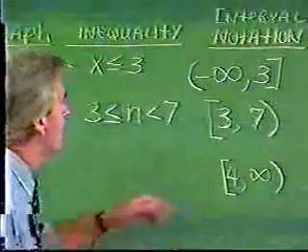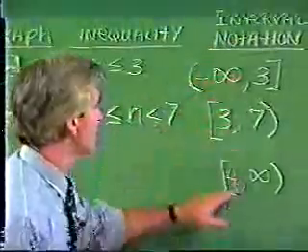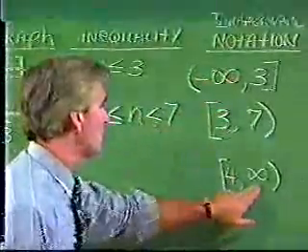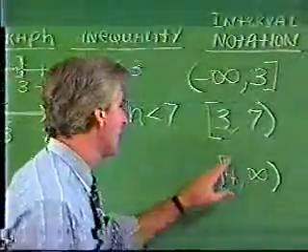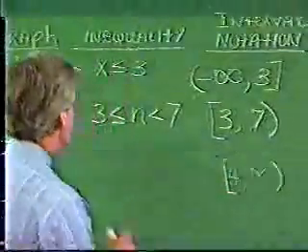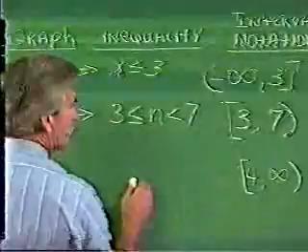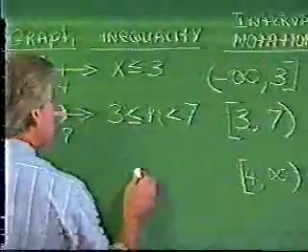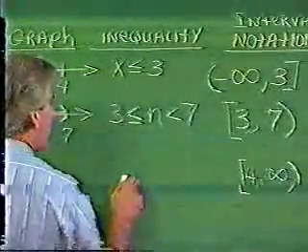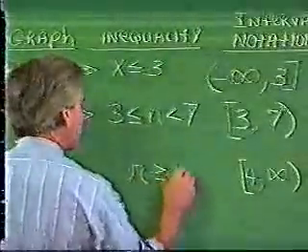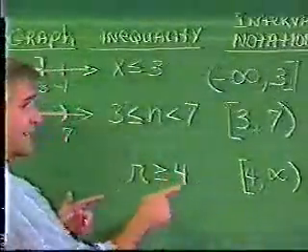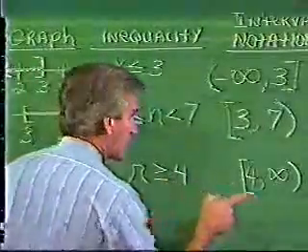Well, let's see. How about this third one? We have an interval notation that says 4, comma, infinity. So we want to indicate all the numbers from 4 to infinity, including the 4. The inequality then would be numbers that we'll call r's. R is then greater than or equal to 4. The numbers to the right of and equal to 4, you see.